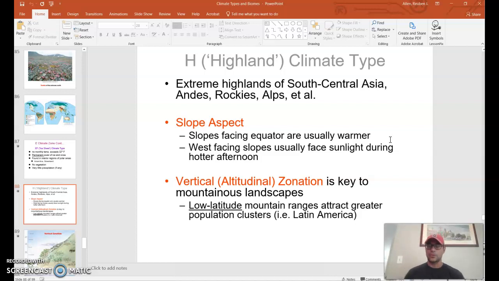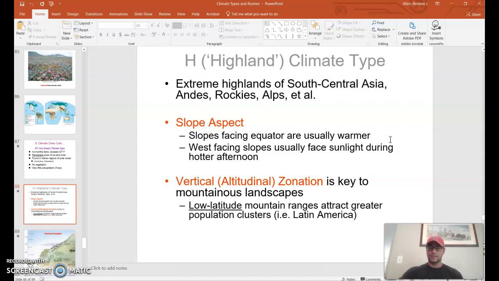And so in the northern hemisphere, if you have an east-west trending mountain range, the slopes that face the south tend to be warmer, tend to have more vegetation, and tend to have more population because they're facing the sun throughout most of the day.